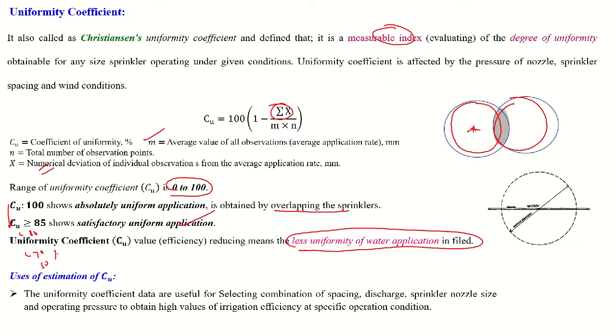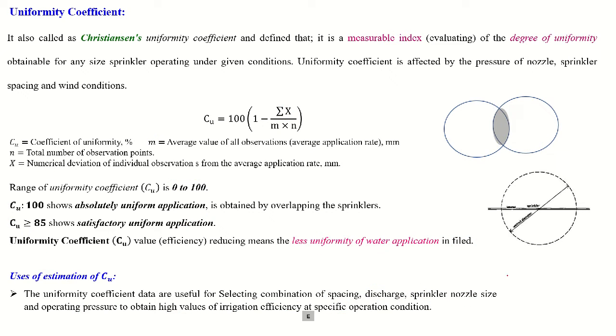So what is the use of this CU? It helps us in selecting the combination of spacing, discharge of sprinkler, nozzle size and operating pressure, and also to obtain a high value of irrigation efficiency at specific operating conditions. So this is the major help of your uniform coefficient.